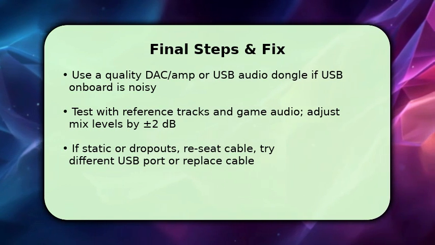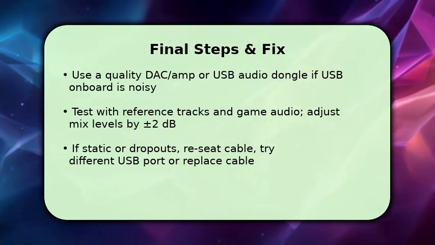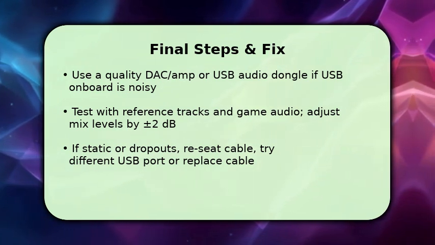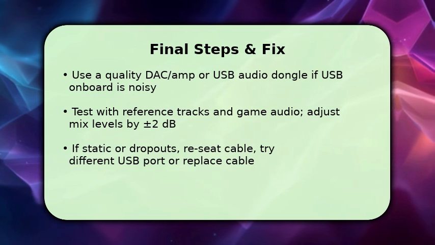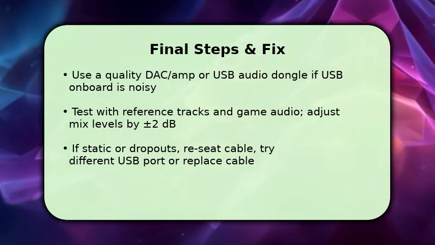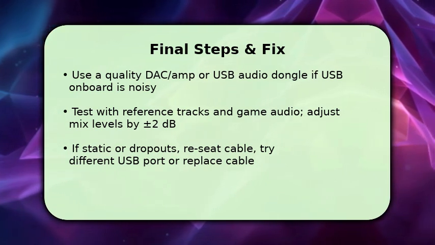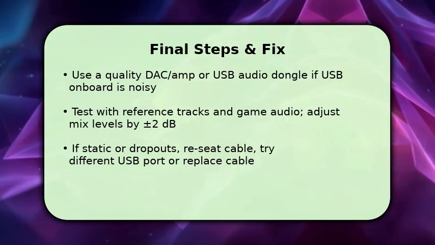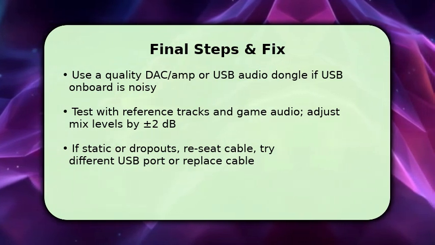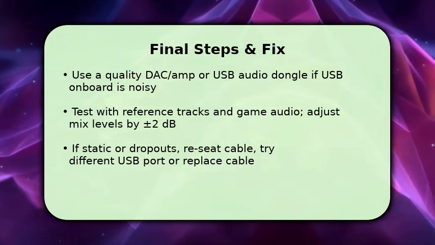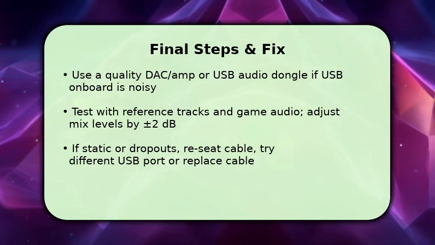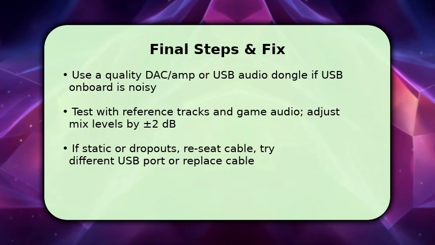Finish by optimizing the chain and validating results. If onboard USB sounds thin or noisy, add a compact DAC/amp or higher quality USB dongle to improve dynamic range and lower noise floor. Play familiar reference tracks and your favorite game scenes, then tweak master and mic mix levels in 1 or 2 dB steps until balanced. Make sure mic gain isn't clipping. If you encounter static or dropouts, reseat the cable. Try another USB port, and if needed, replace the cable. This usually resolves connectivity faults.